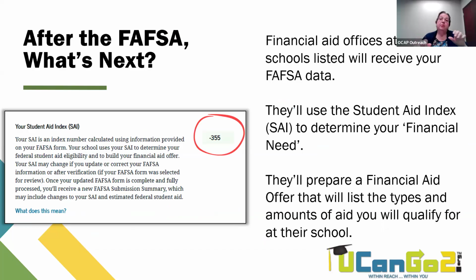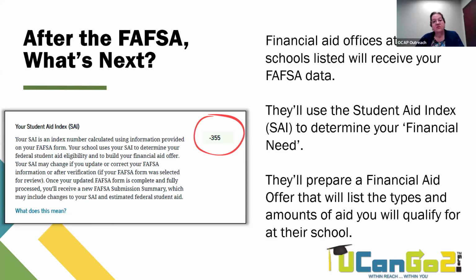For those of you who've been in the business a while, this used to be called the EFC, but it's basically the same principle. With the SAI, though, that number can be negative. It can go below 0. It can be anywhere from a minus 1,500 to 999,999. And the basic rule of thumb is the lower your SAI is, the higher the financial need is. So the more aid you likely would qualify for.